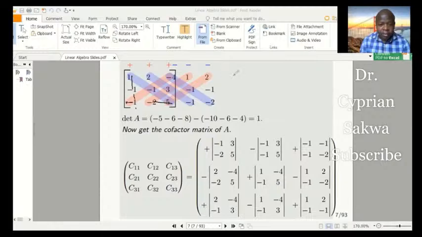Then the next element is this. Delete its column and then its row. We are left with 1, -4, -1, 3, and the sign is negative. And then lastly, this element, delete its row and then its column. We have 1, 2, -1, -1. So we've now done that. What remains is just to find the determinants. So let's now find the determinants.